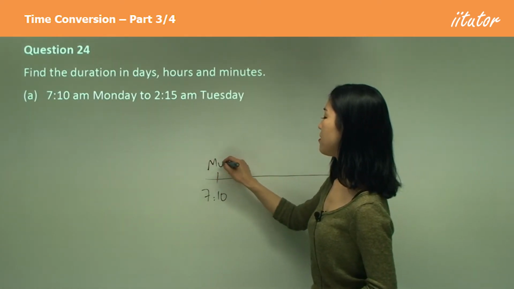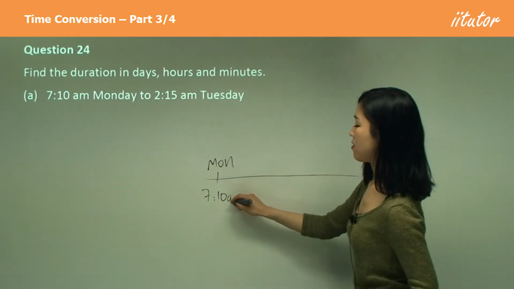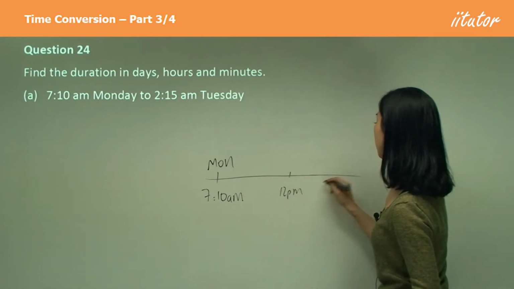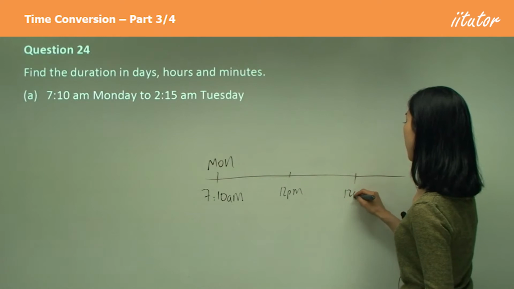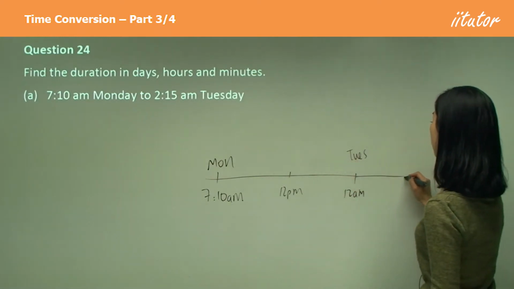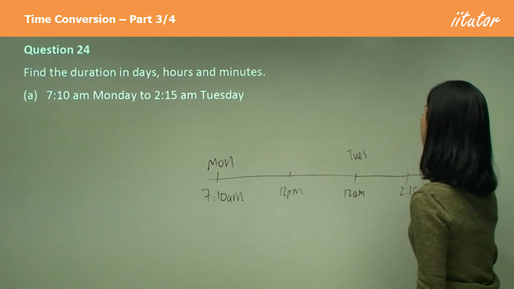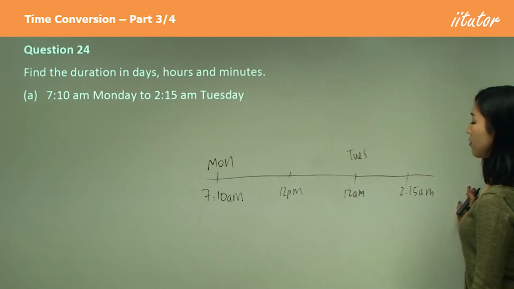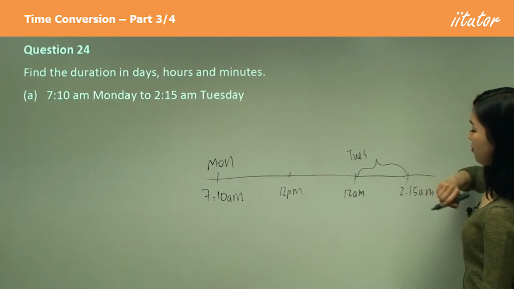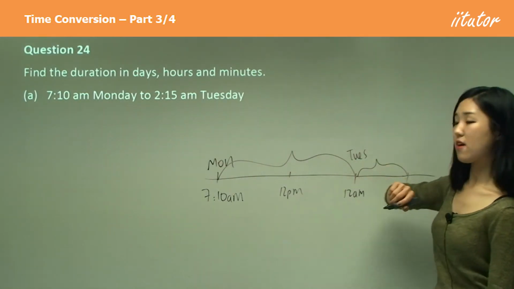we've got 7:10 on a Monday, that's AM, isn't it? And then we've got 12 p.m., and then we've got 12 a.m., which represents the Tuesday, and we've got up to 2:15 a.m. That's what we have right now, don't we? So what we need to do is add this time, and we also have to add this time to get the time duration.